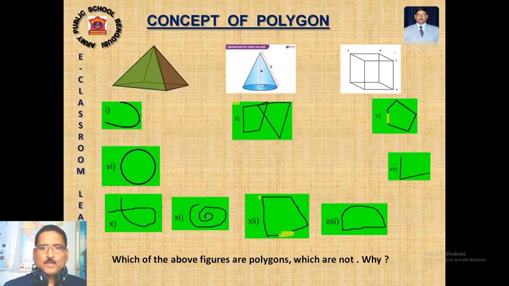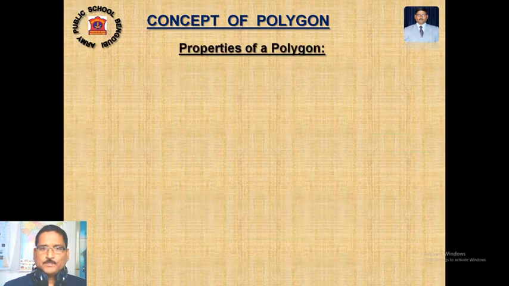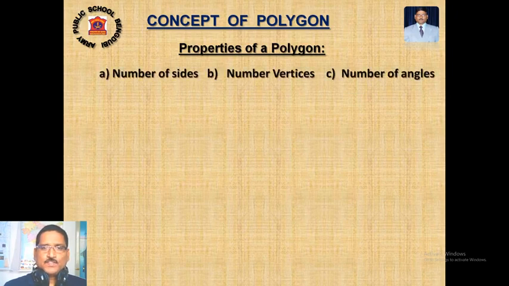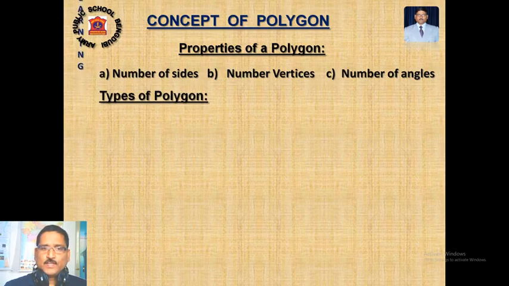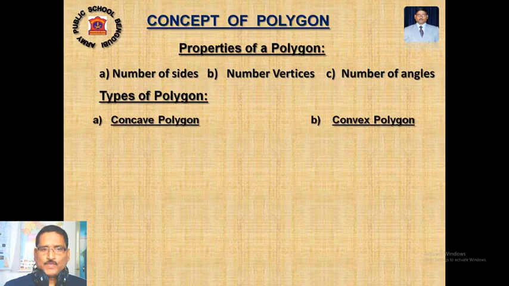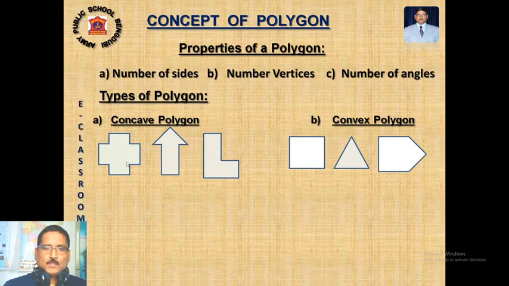Now I am coming to the next topic. What are the properties of a polygon? Properties of a polygon basically depend on the number of its sides, number of vertices and number of angles. On the basis of this, polygons are categorized into mainly two types: one is concave polygon, another is convex polygon. You see here, these three shapes are concave polygons and these three shapes are convex polygons.